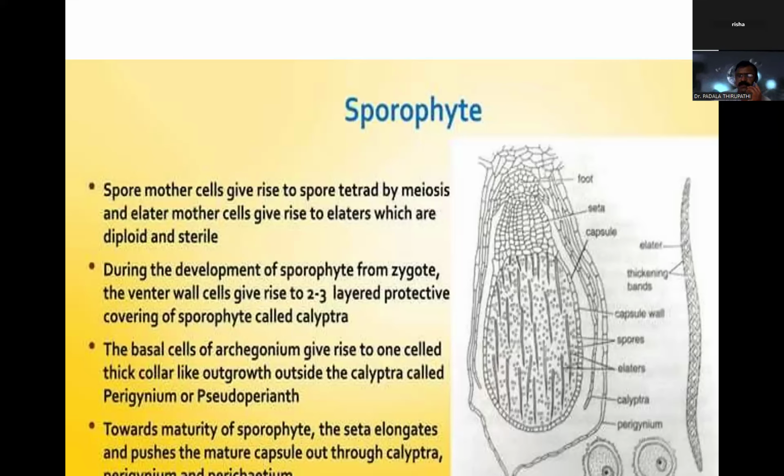Perigonium, that is called pseudoperianth. It is a pseudoperianth, also known as perigonium. Then, towards maturity of the sporophyte, when the sporophyte is completely mature, the seta elongates.